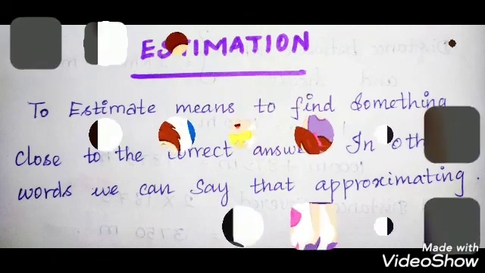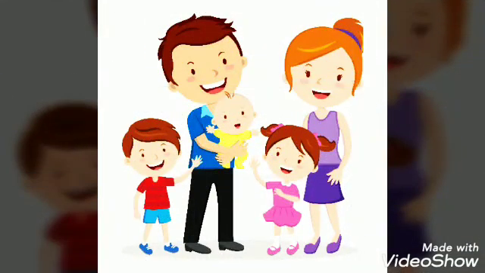For example, somebody is asking, in your family, how many members you were. You can say 4 or 5 or 6. You can count and say there are 4 members in my family or there are 5 members in my family. Like that, we can say exactly for this question, right?